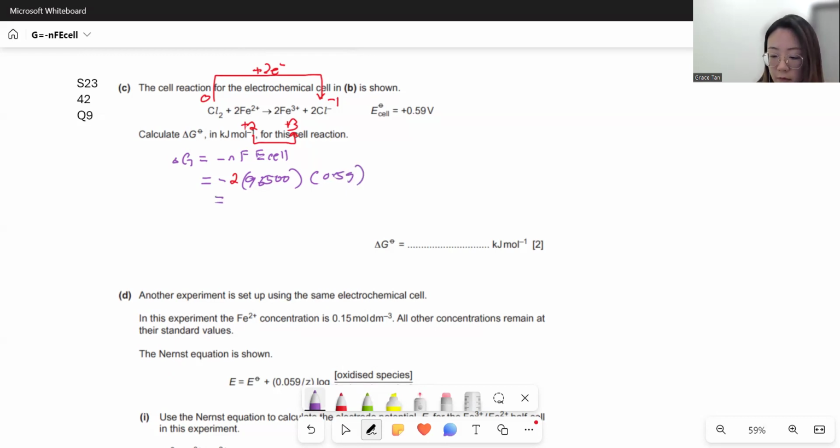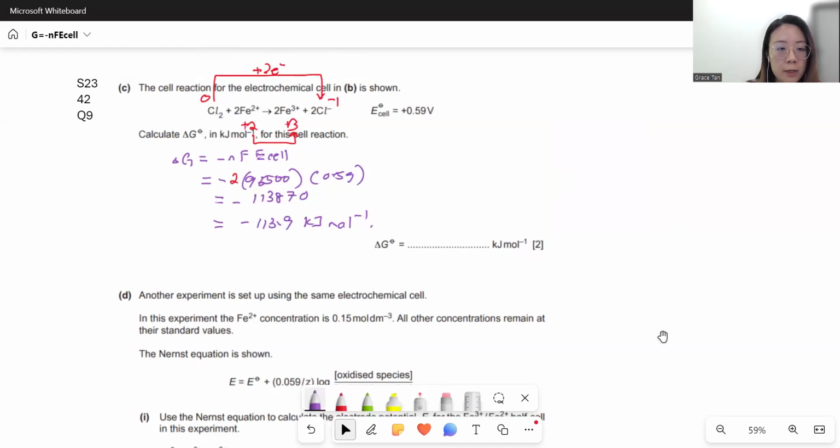Times 0.59, we will get somewhere around minus 113,870. Please remember to convert to kilojoule, which is minus 113.9 kilojoule per mole, like this. So this is also a quite straightforward question.